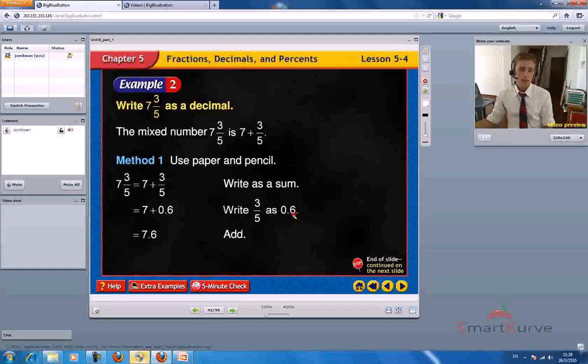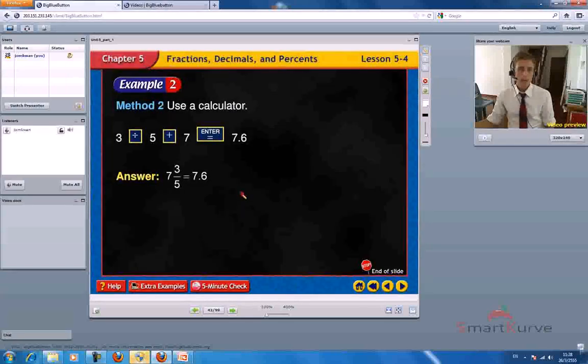Write 7 and 3/5 as a decimal. The mixed number 7 and 3/5 is 7 plus 3/5. So use paper and pencil. 7 and 3/5 equals 7 plus 3/5. 3 over 5 is 0.6. So we have 7 plus 0.6 as the answer.